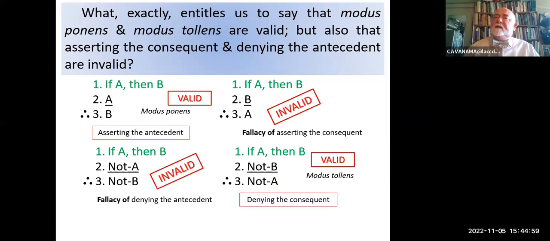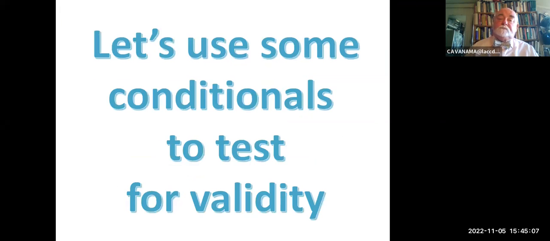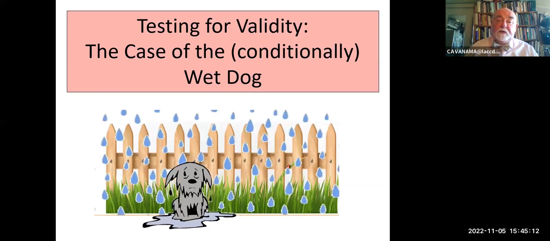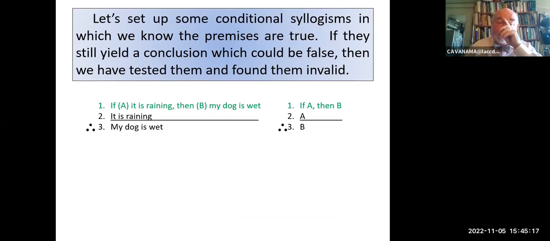What exactly entitles us to say that modus ponens and modus tollens, for example, are valid, but also that asserting the consequent and denying the antecedent are invalid? Let's use some conditionals to test for validity, and we're going to use a wet dog as our example. Let's set up some conditional syllogisms in which we know the premises are true. Why? Because if we have two true premises and we crank out a false conclusion, we know that only an invalid argument is going to do that. Therefore, we've shown that the argument is invalid. That's the test.